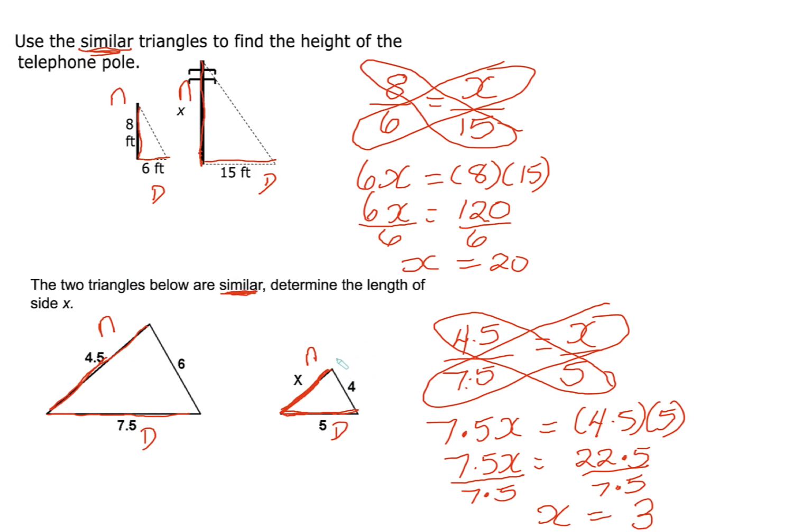Again, these problems are not that difficult. If you ever see the word similar, it means you're going to have to create a proportion. A proportion is two ratios that equal each other, and your ratios are fractions. You're building your fractions based on similar sides.